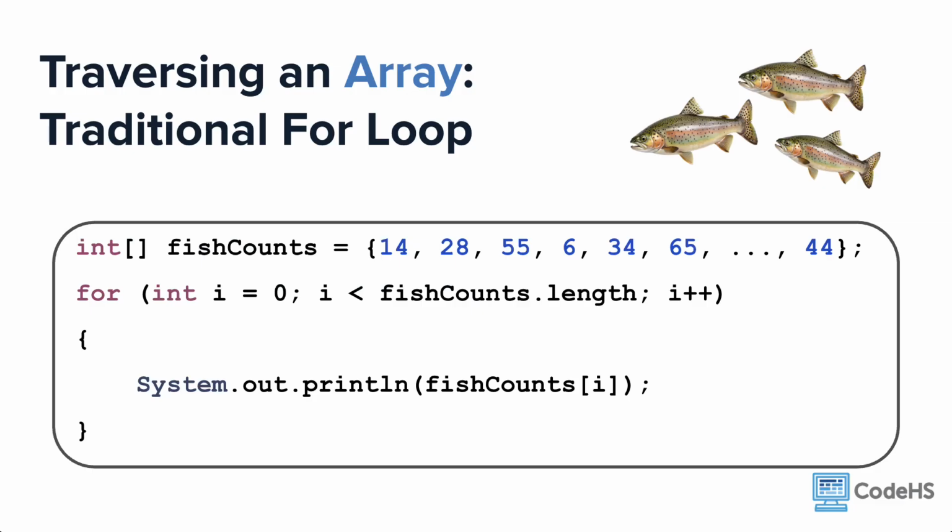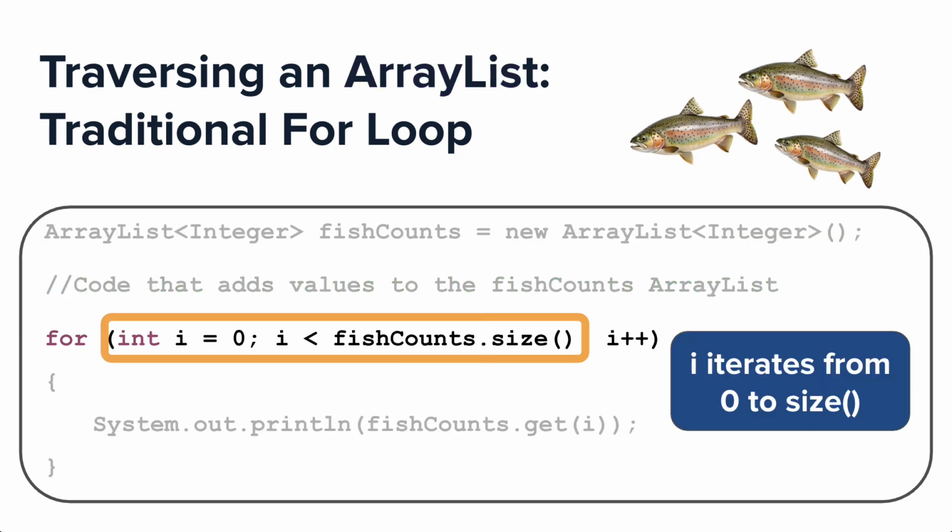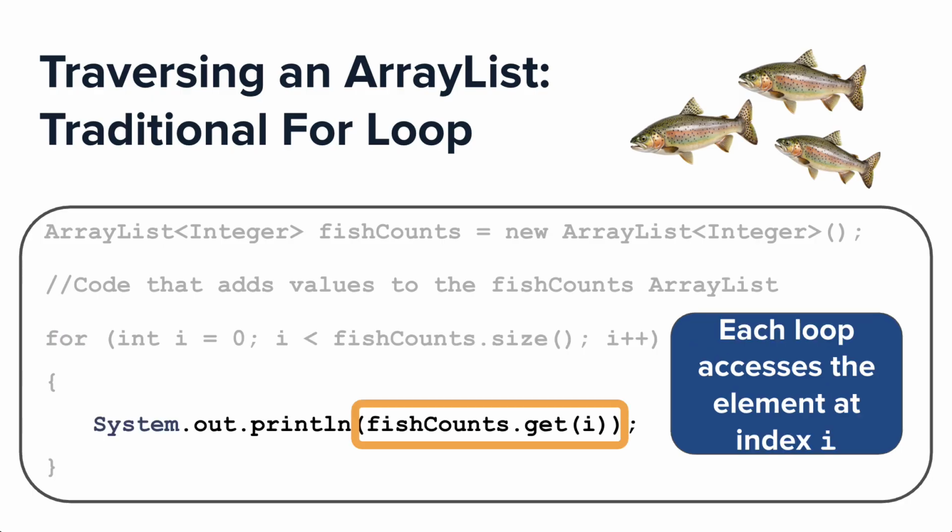Earlier, you learned how to use a traditional for loop to traverse an array and access each individual element. You can do the same process with array lists, except that it looks a little different. For array lists, instead of using .length and brackets to access the elements in a list, you use size and get. In this example, the variable i iterates from the starting value 0 to the size of the array list, and each iteration through the loop accesses the element at the index i.